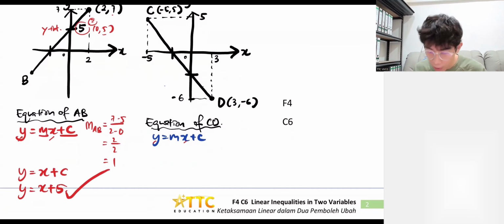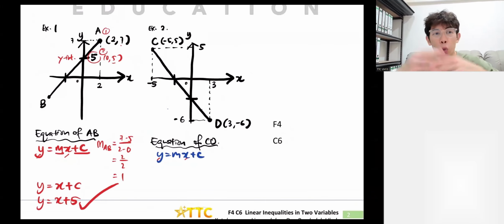So equation AB done. Okay, now we make it slightly more extreme. The usual y equals x plus c calculation. The usual one. Okay.